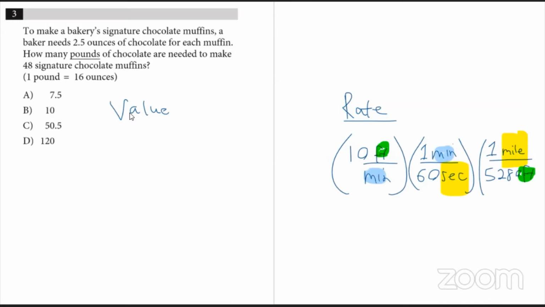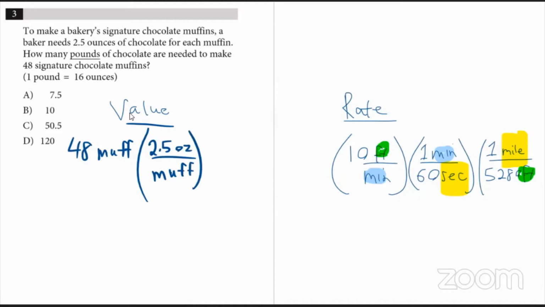But in the question that we have here, we're starting with a value, and the value is 48 muffins. And we need 2.5 ounces per muffin, ounces of chocolate, and 1 pound is 16 ounces.